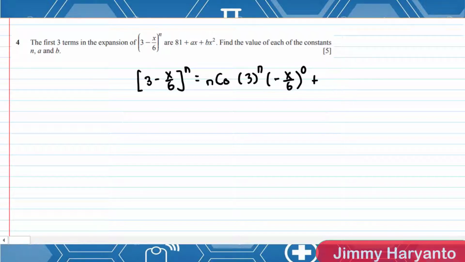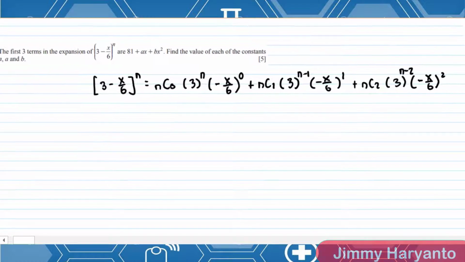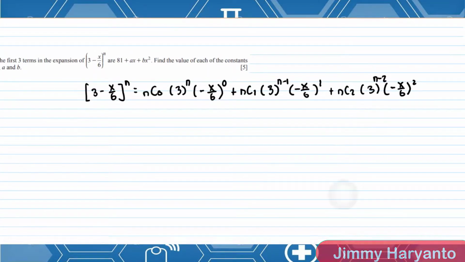Maybe I can expand into the first 3 terms. So nC1 times 3 to the power of, we don't know yet, negative x over 6. So this one will be 1, this one will be n minus 1. And then after that, one more time, nC2 in the bracket 3 and then negative x over 6 to the power of 2. This one will be n minus 2. After that, we know that this one equals 81, this one equals ax, and this one equals bx squared.